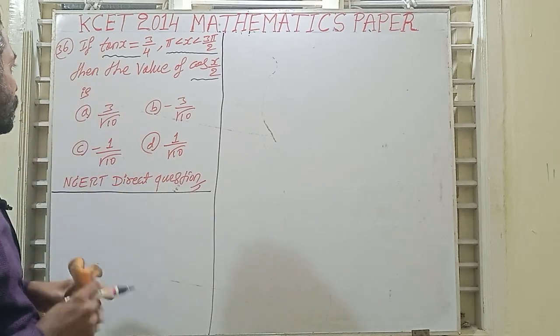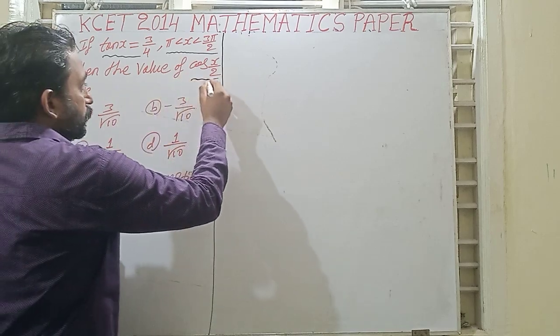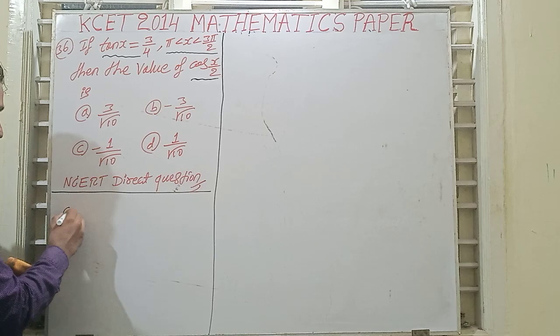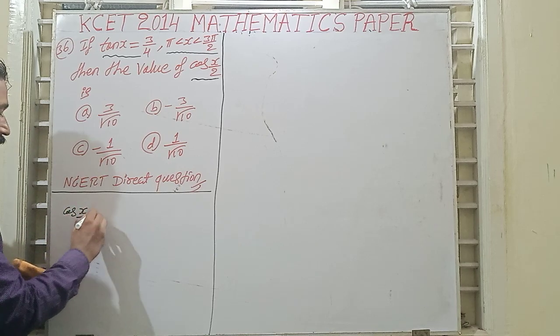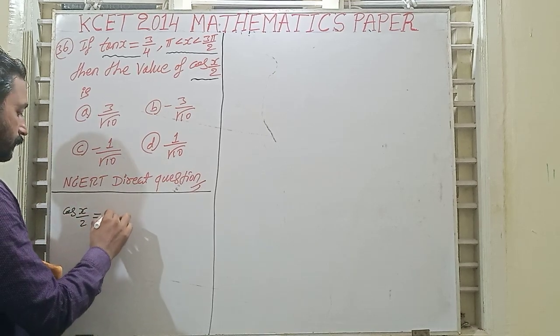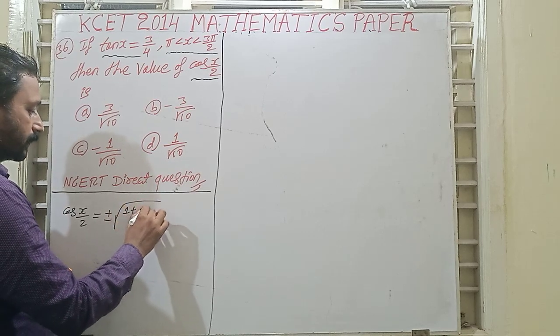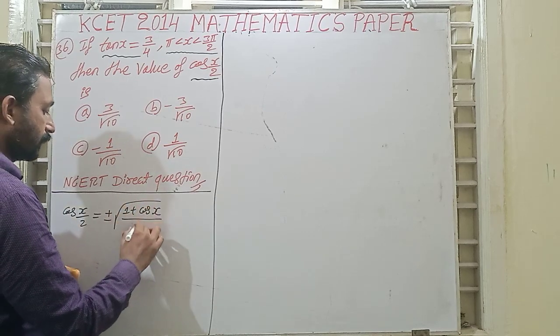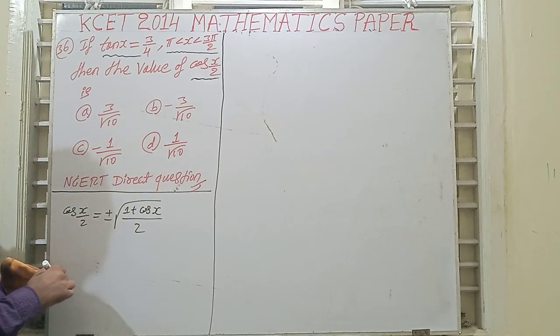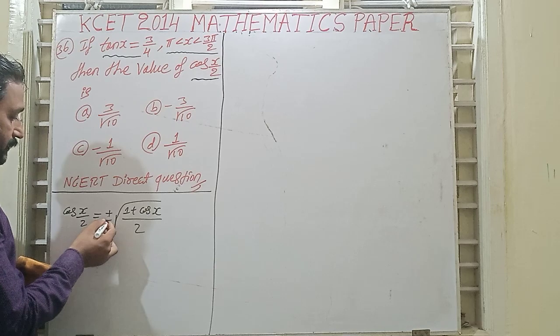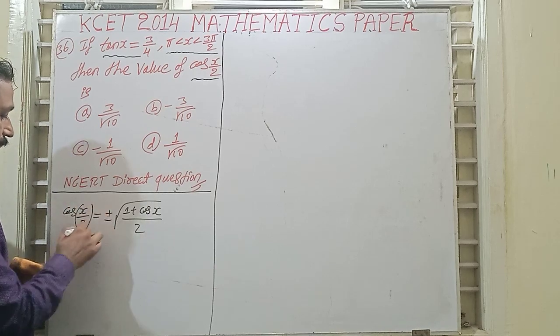So in this case we have to find out cos of x by 2. So already we know about cos of x by 2 formula. Cos of x by 2 is equal to what? Plus or minus square root of 1 plus cos x divided by 2. So using this formula we have to find out cos x by 2. Okay. So in this case we choose either plus or minus depending upon which quadrant x by 2 lies in.